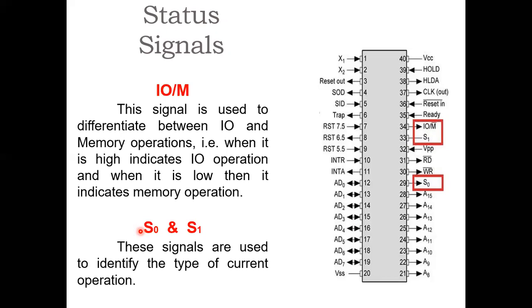When it is high, it indicates an input output operation, and when it is low, it indicates a memory operation. S0 and S1: these signals are used to identify the type of current operation. So 00 means write, 01 means read, like that we can define. Okay, so we already saw the table in the 8085 architecture.